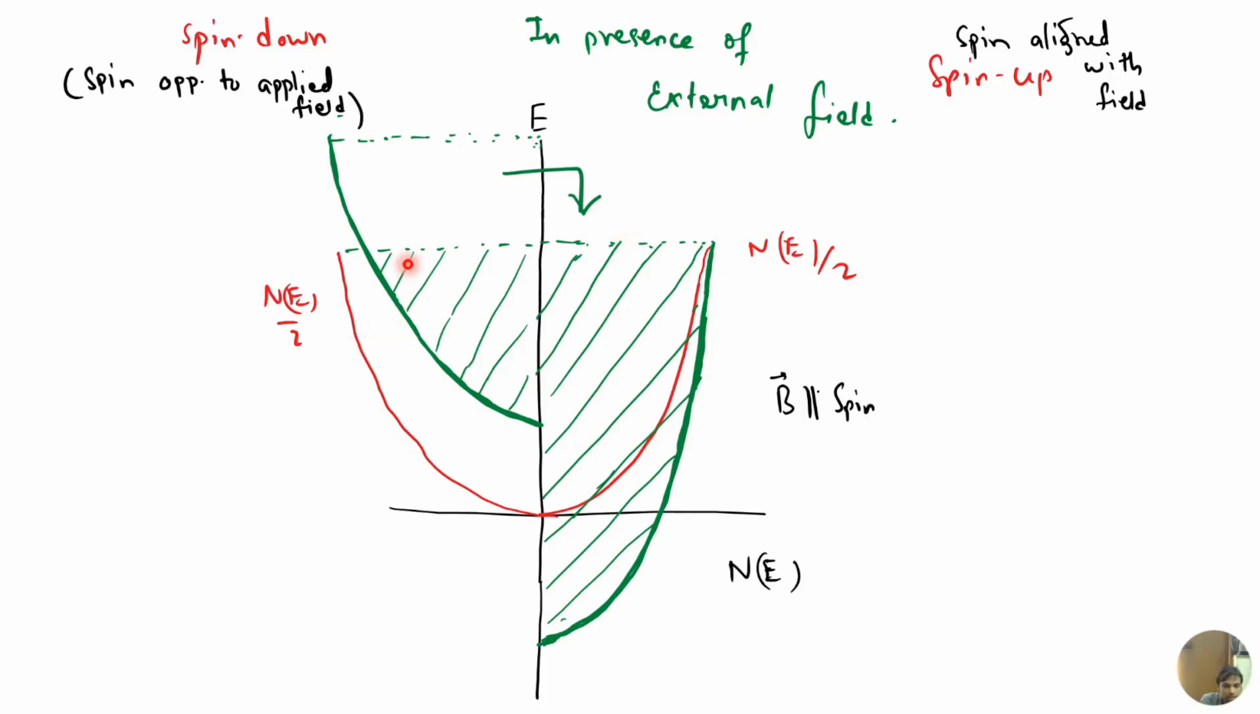Now, if you are aligned in the direction opposite to the magnetic field, you will have an increase of energy. But if you are aligned in the direction of the magnetic field, then you will have a decrease of energy. So now what will happen? The Fermi energy has to be maintained.